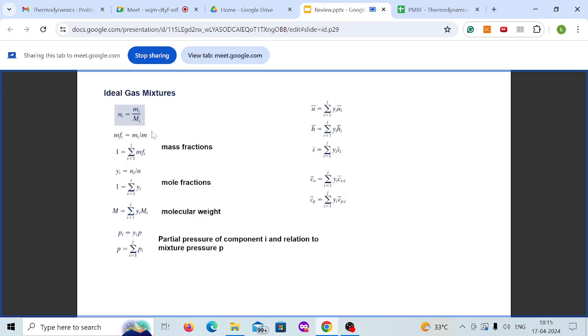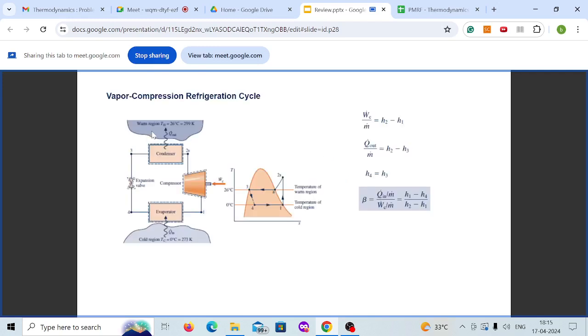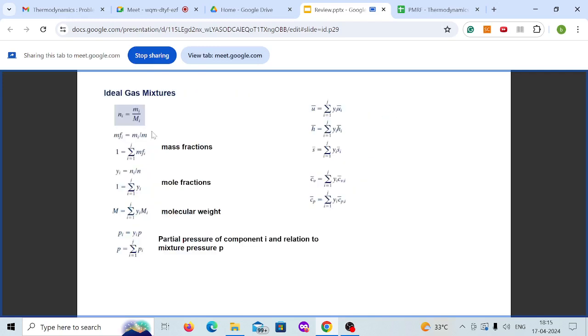So that covers all the cycles which we studied. And then moving on to mixtures. So you know moles. Moles is defined as mass divided by the molecular weight. So for any component, the number of moles of that component is equal to the mass of the component present divided by the molecular weight of that component. So Ni equals Mi by capital M. Capital M is the molecular weight.